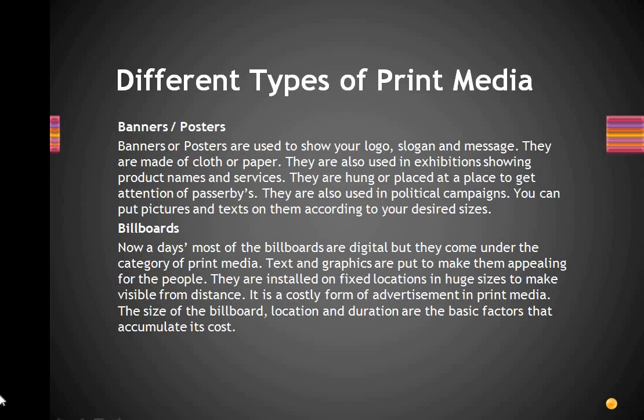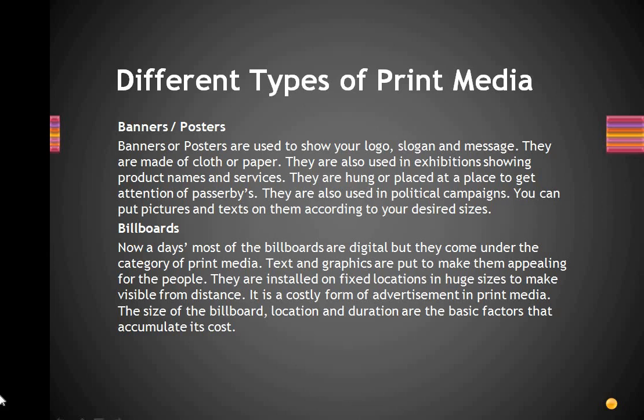Banners or posters. Banners or posters are used to show your logo, slogan, and message. They are made of cloth or paper. They are also used in exhibitions showing product names and services. They are hung or placed at a place to get the attention of passersby. They are also used in political campaigns. You can put pictures and texts on them according to your desired sizes.